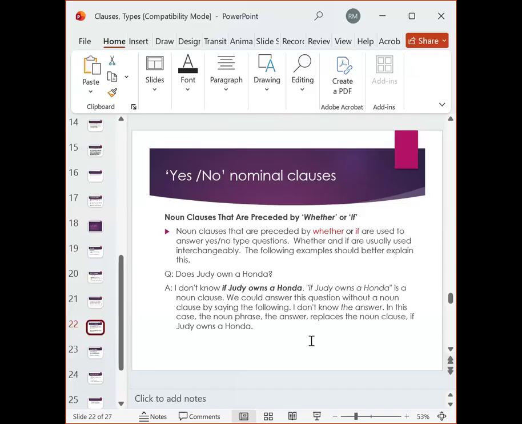Let's see more examples for yes or no. Think of a yes or no question. Are you going home? This is a yes or no question. Yes, I'm going home. No. Is she going home? Yes. No. I don't know if she's going home. I don't know whether or not she's going home.